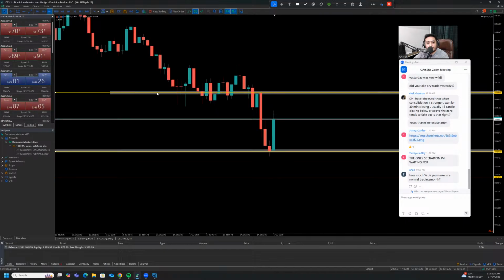Interesting. So just waiting. How much percentage do you make in a normal trading month? It's actually depending on the structure or the condition of the market. But previous month it was like 25%. Yeah, on my previous account it was like 25%. This month is not even, I would say, 10% on my other accounts. It's less than the previous one.